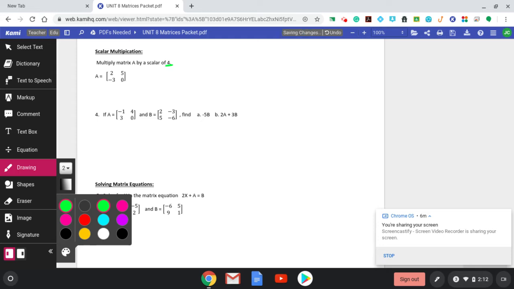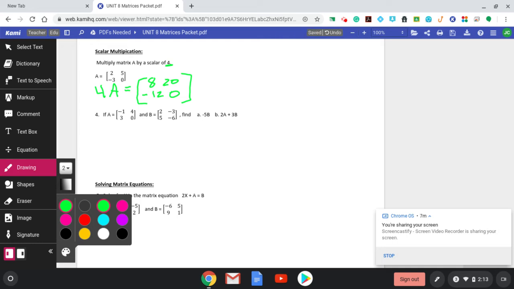Okay, and now I can actually write this. Now I'm going to write 4A is equal to, write my new values in there. So multiply everything in that matrix by 4. So I have 8, 20, -12, 0. Okay, so that's how I'm going to do it.